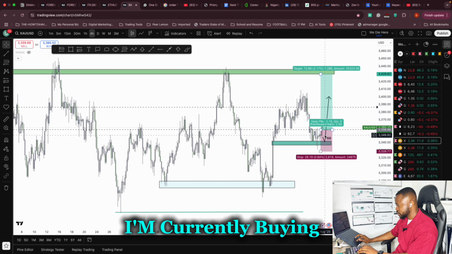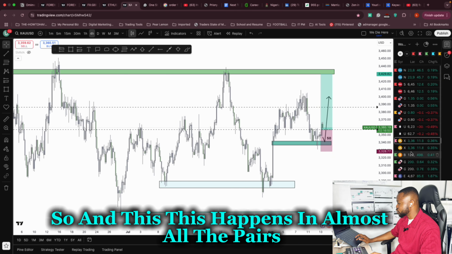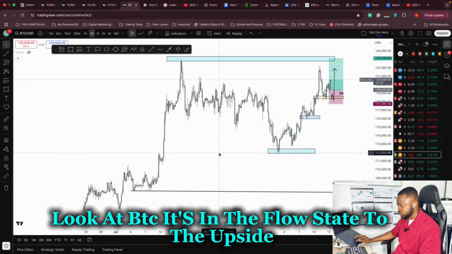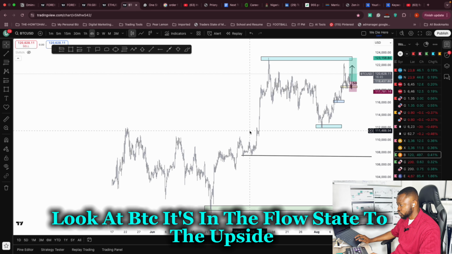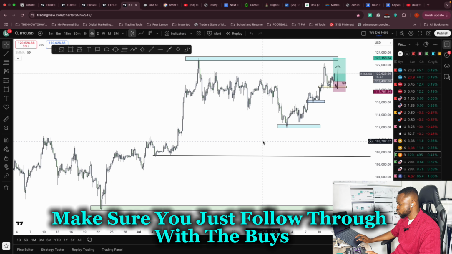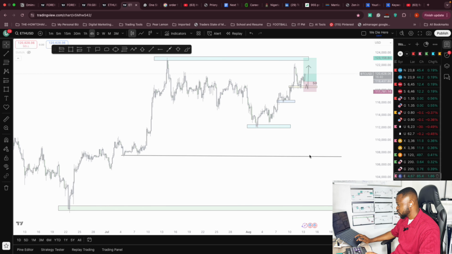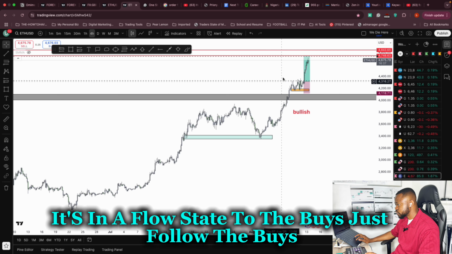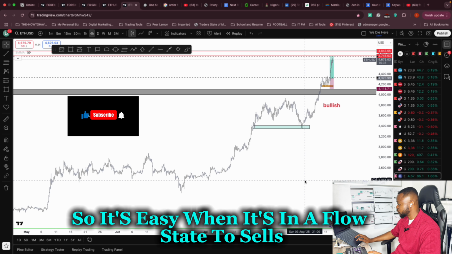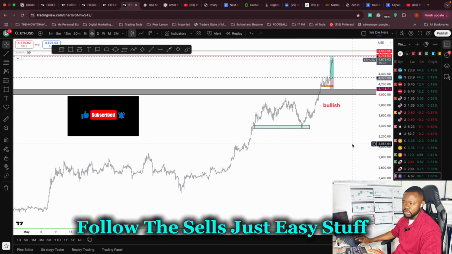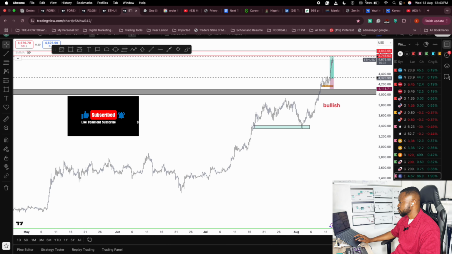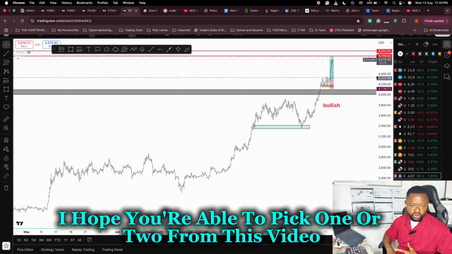I'm currently buying. And this happens in almost all the pairs. Look at BTC, it's in the flow state to the upside. Make sure you just follow through with the buys. If you look at ETH, let's go to ETH. It's in the flow state to the buys. Just follow the buys. So it's easy. When it's in the flow state to sells, follow the sells. Just easy stuff.